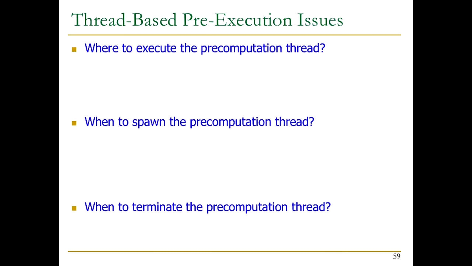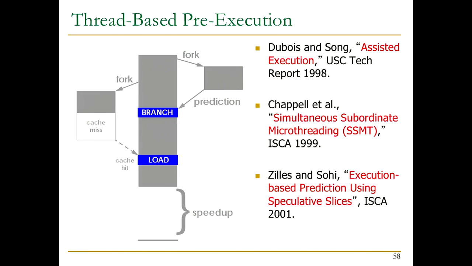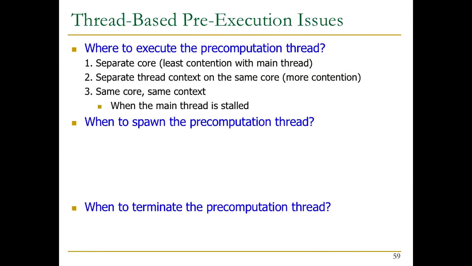Okay, so clearly there are many issues over here. Some of the issues: where to execute the pre-computation thread. I'll call it the pre-computation thread now, but it's the same thing as pre-execution. There are trade-offs which I don't think we can go into, given the amount of time and given that we're going to talk about the exam also. You should think about the trade-offs. Separate core: least contention with the main thread, but then maybe the least benefit also, since you're not prefetching into the caches. Separate thread context on the same core: more contention, but maybe the most benefit, or a good amount of benefit. Same core, same context when the main thread is stalled: maybe less contention, but maybe not as much benefit because you're not doing it in parallel with the main thread.